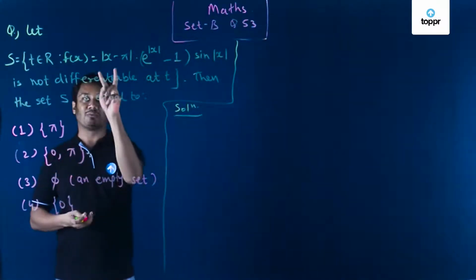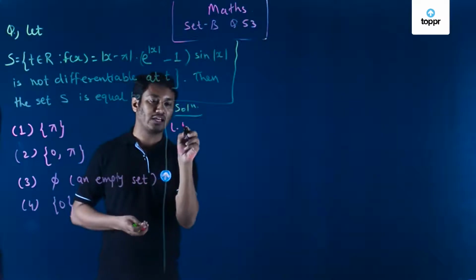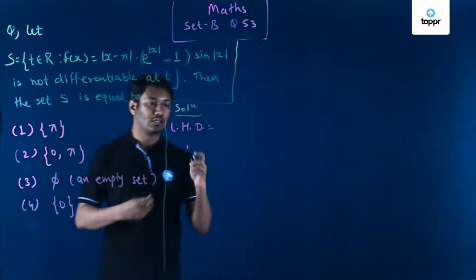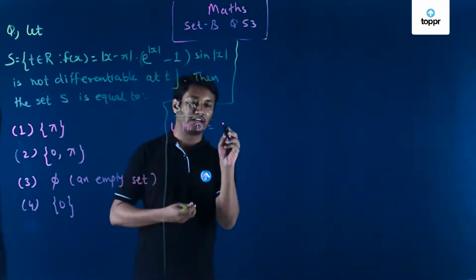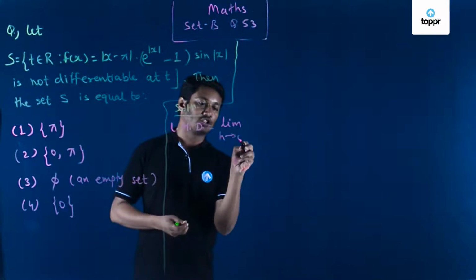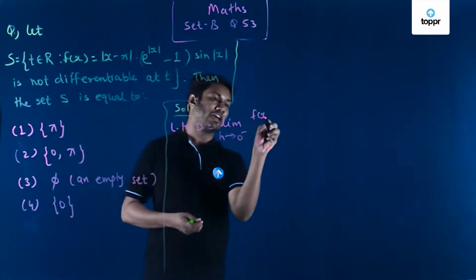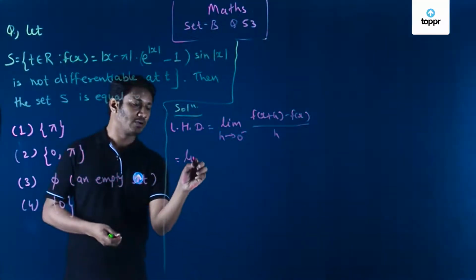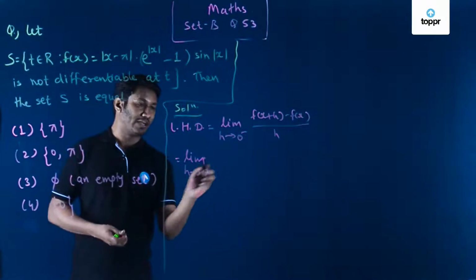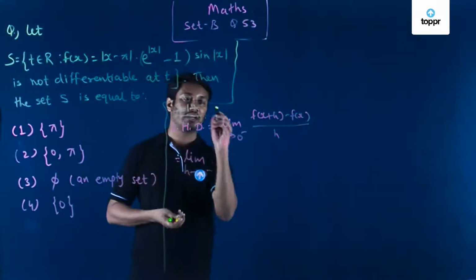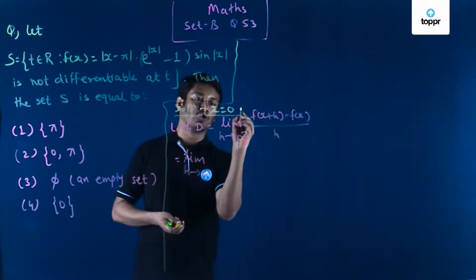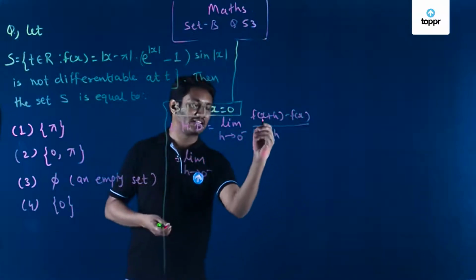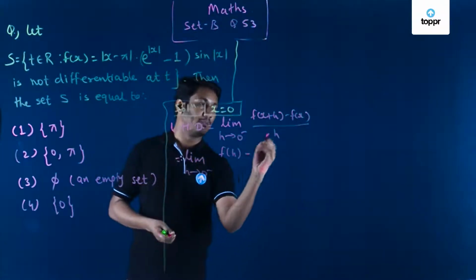So we will check the differentiability. How do you check the differentiability? By calculating the left hand derivative and the right hand derivative. Let us start with the left hand derivative first. The definition of the left hand derivative is nothing but limit h tends to 0 minus of f of x plus h minus f of x upon h. We are first checking the differentiability at x equal to 0. So we will consider f of x plus h at x equal to 0, which will become f of h minus f of 0.